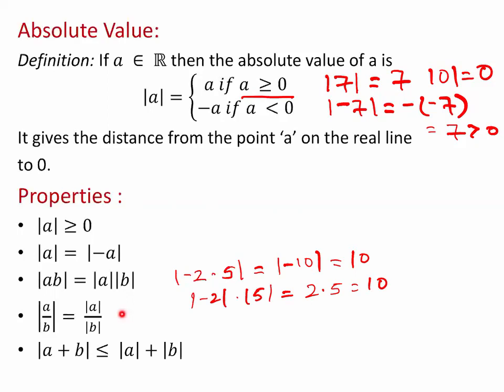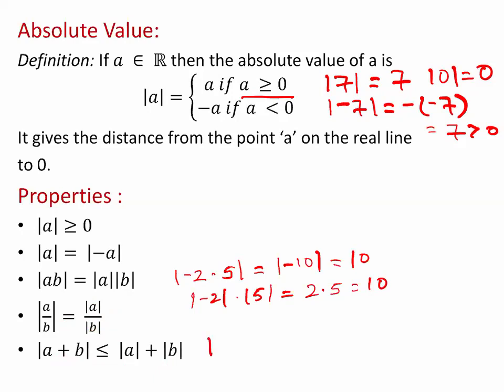The same thing applies to division. You divide two real numbers and then take the absolute value, or take the absolute value of the numerator and the denominator separately and divide them. They are equal. And this is called the triangle inequality, where the absolute value of a plus b is less than or equal to the absolute value of a plus the absolute value of b.